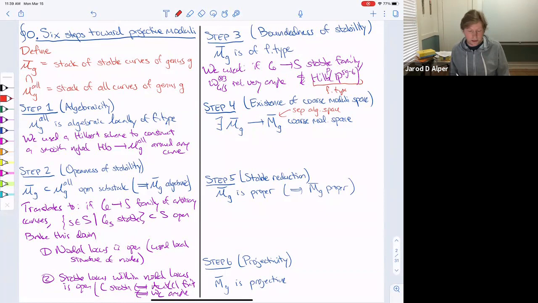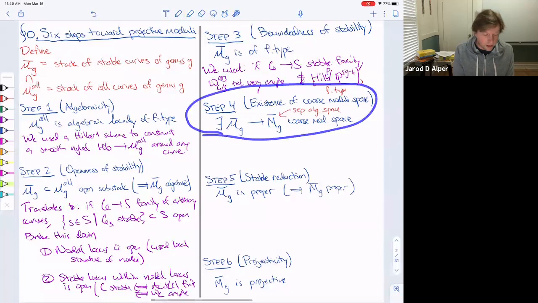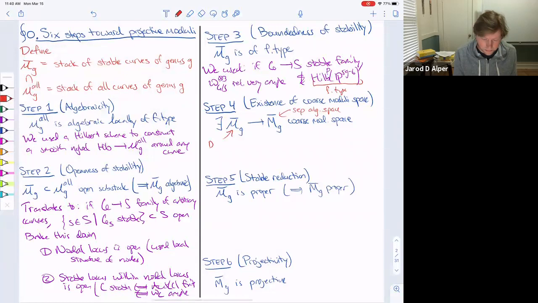stack. And then we can even get it to be Deligne-Mumford by using the criterion that the automorphism group is finite and discrete. So Deligne-Mumford. And then applying the Keel-Mori theorem in step four, because MG bar is Deligne-Mumford, we had to show that MG bar is a separated DM stack, and then you just apply the Keel-Mori theorem.